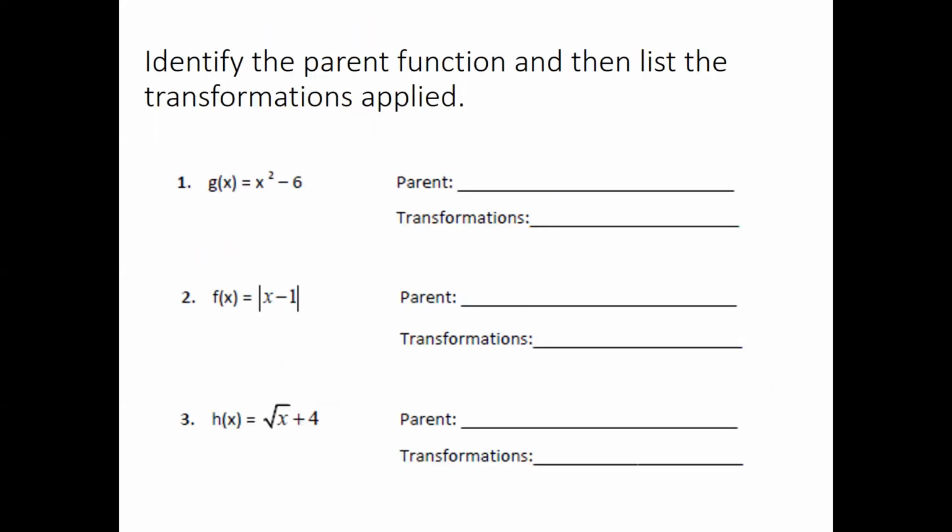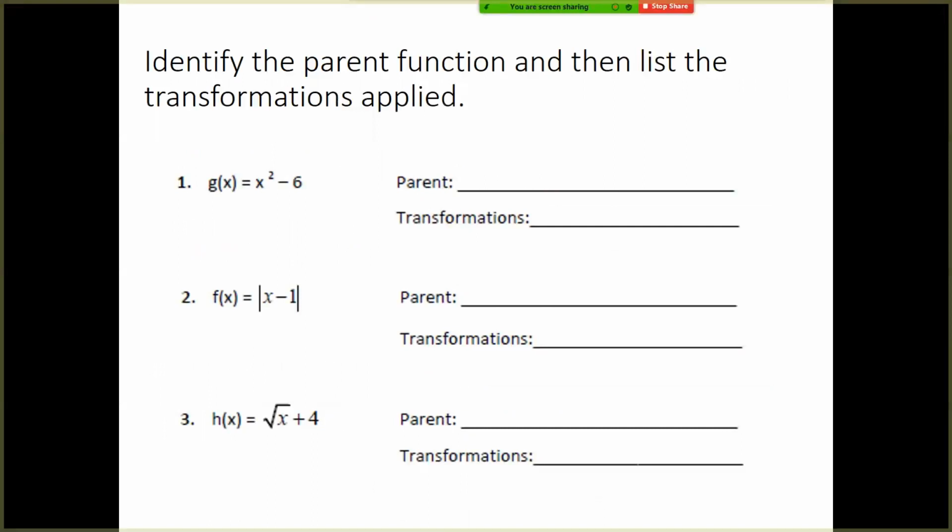All right, so we're going to do a little bit of practice identifying the transformations and identifying the parent function. So the parent function is just take whatever the original is before we started adding and subtracting numbers. So for the first one, we have g of x equals x squared minus 6. Your parent function would just be g of x equals x squared. In this case, your parent function is a quadratic. Then we have to decide if that minus 6 is moving us up, down, left, or right.